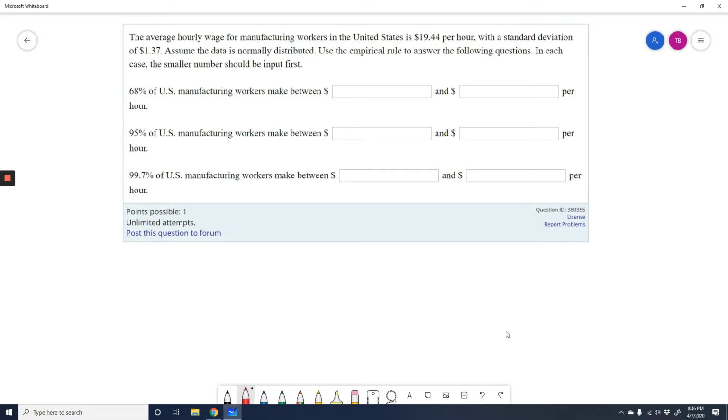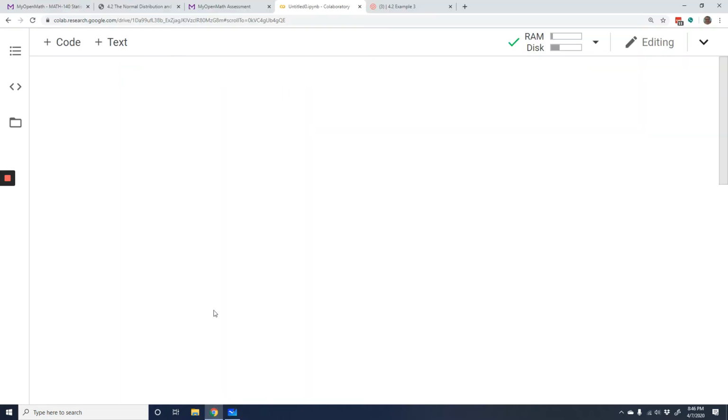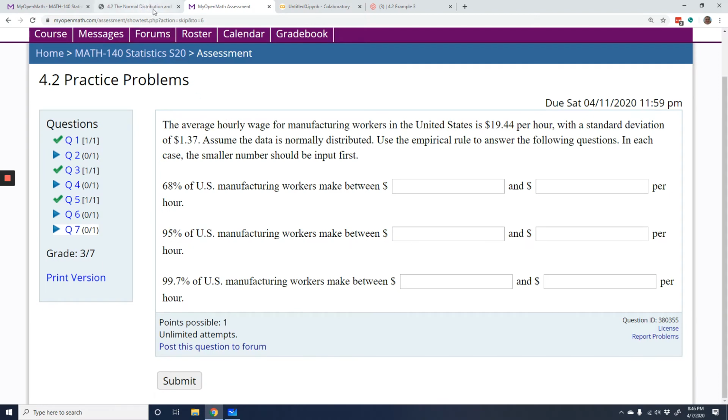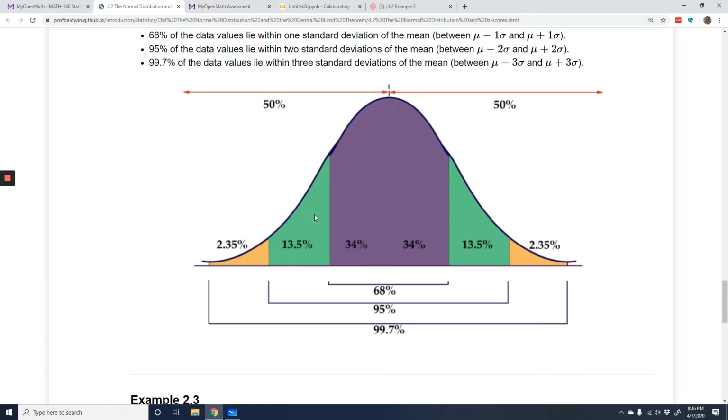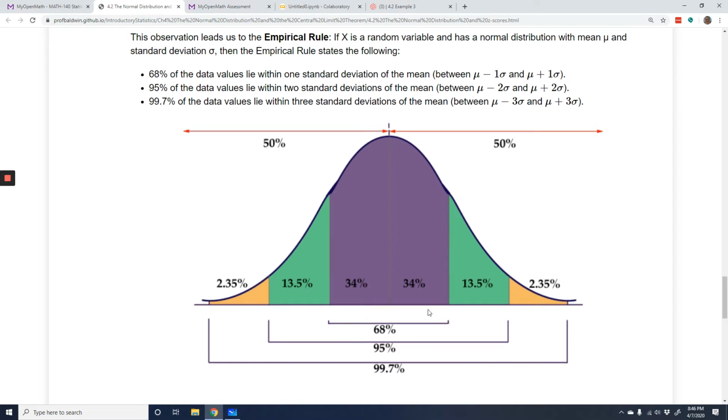So the key here is that we want to use the empirical rule. Let's review what the empirical rule is real quick. Here's a lovely picture of the empirical rule. The idea is that 68% of the data lies within one standard deviation of the mean. Mathematically, that means if you take mu minus one standard deviation and mu plus one standard deviation, 68% of your data will lie between those values.